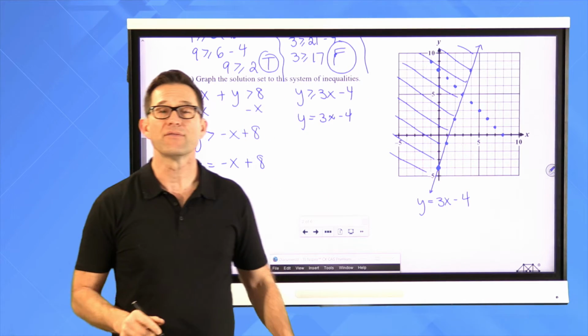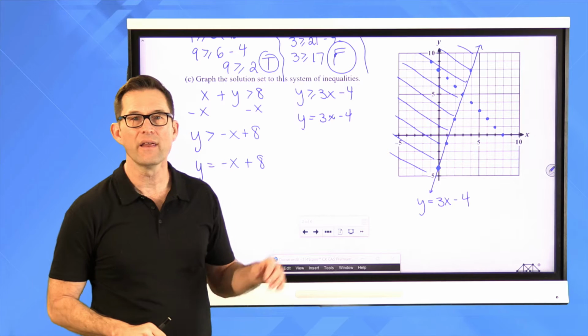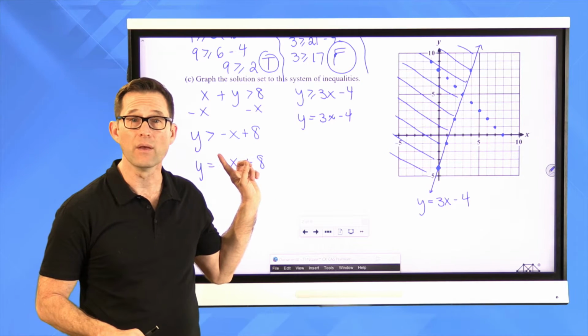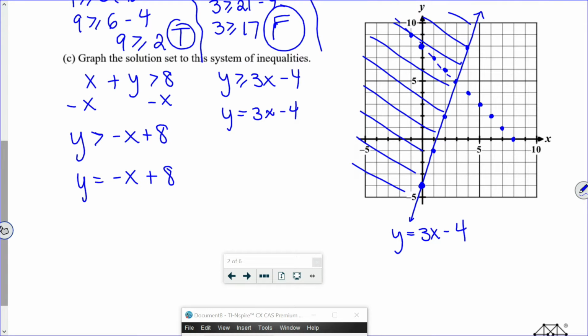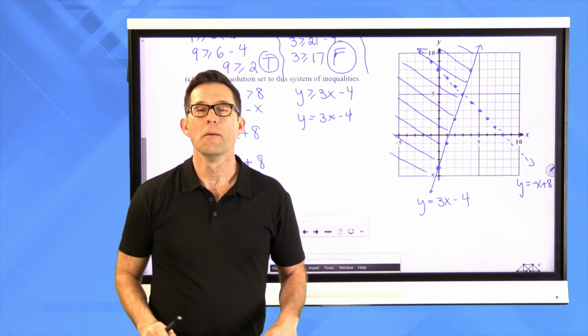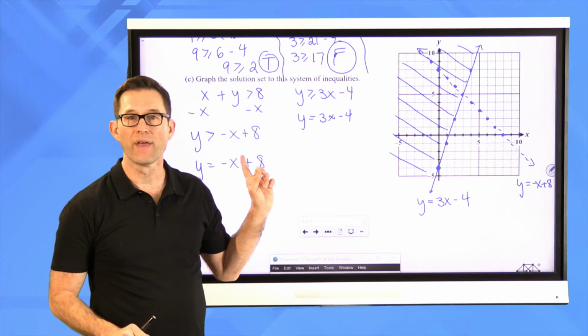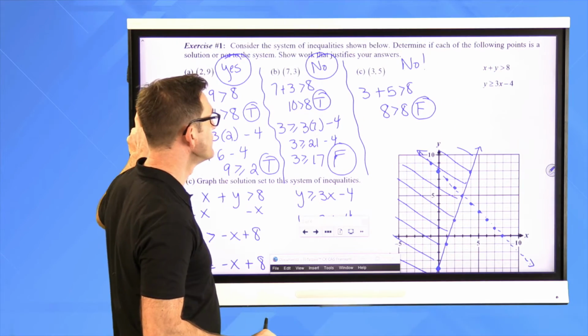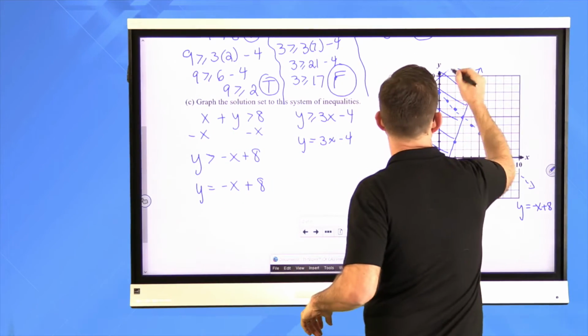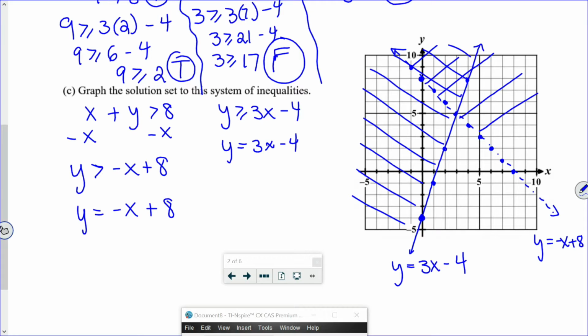Now I have to think about, is the line dashed? Is the line solid? Since this inequality does not include the equal sign, I want a dashed line here. So I'm going to dash this line, and label it with its equation, y equals negative x plus 8. Because it is y greater than negative x plus 8, I'm going to shade above it, out here. And there we go.